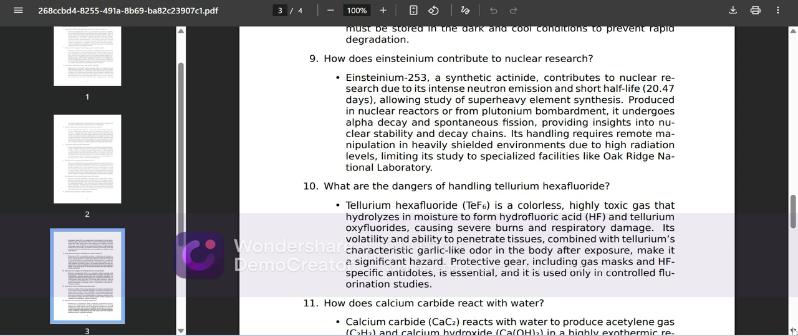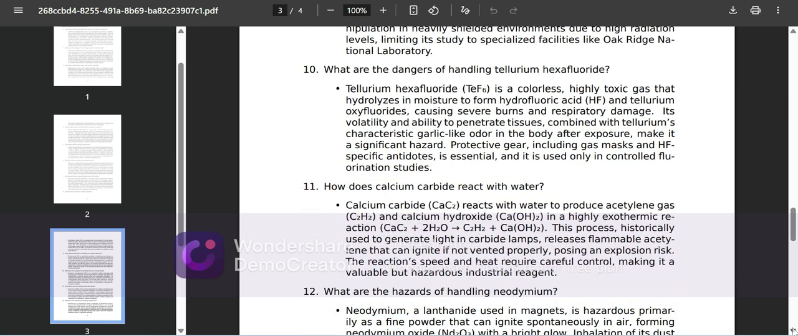Its handling requires remote manipulation in heavily shielded environments due to high radiation levels, limiting its study to specialized facilities like Oak Ridge National Laboratory.